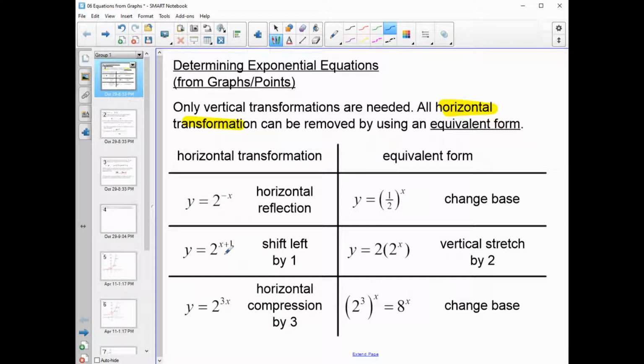If we have a horizontal shift, for example, I'm adding or subtracting some constant in the exponent, I can use my exponent laws to write that as 2 to the 1 times 2 to the x. We know that 2 to the 1 times 2 to the x is indeed 2 to the x plus 1. So again, I've removed the horizontal transformation by thinking of it in this equivalent form. But by moving that value to the front, it's now a multiplying factor. It's actually the a value. So this would be a vertical stretch.